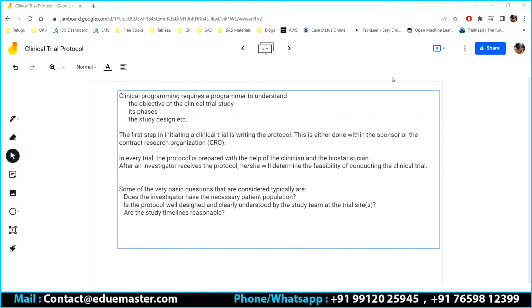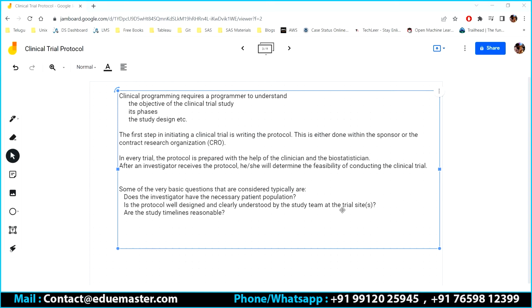Clear up to this? Why are we talking about the clinical trial protocol? Why is it important? Can I have a quick confirmation from everyone? Is this understandable? Yes or no? Any queries?